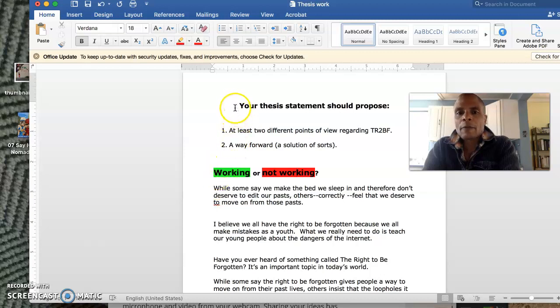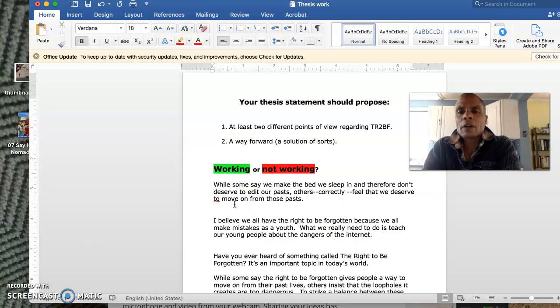Okay, so your thesis statement for this essay needs to make two different proposals. The first one is that there are at least two different points of view regarding the right to be forgotten. The second is a solution, a way forward. How do you balance the need for people to be able to move on from their past with the need for the public to sometimes know of something that someone was involved in or something that happened?